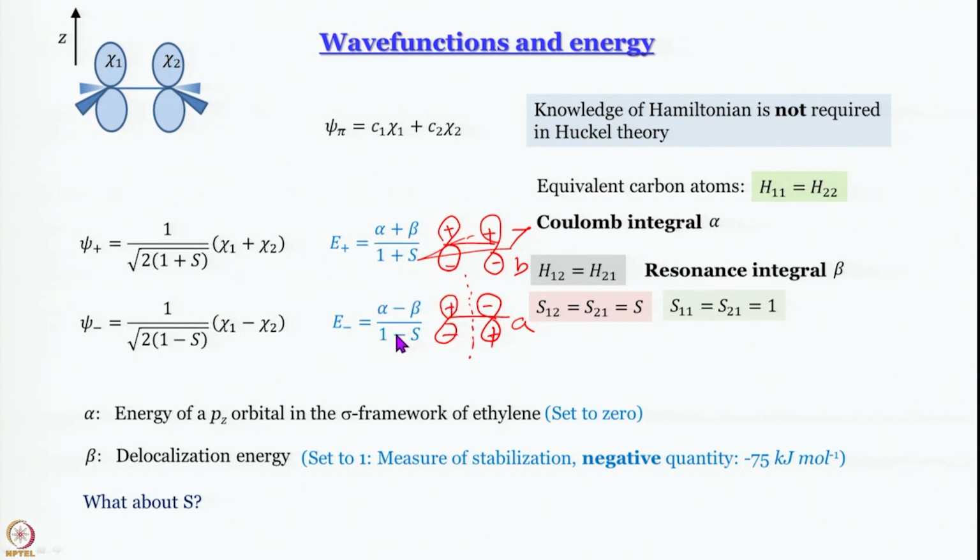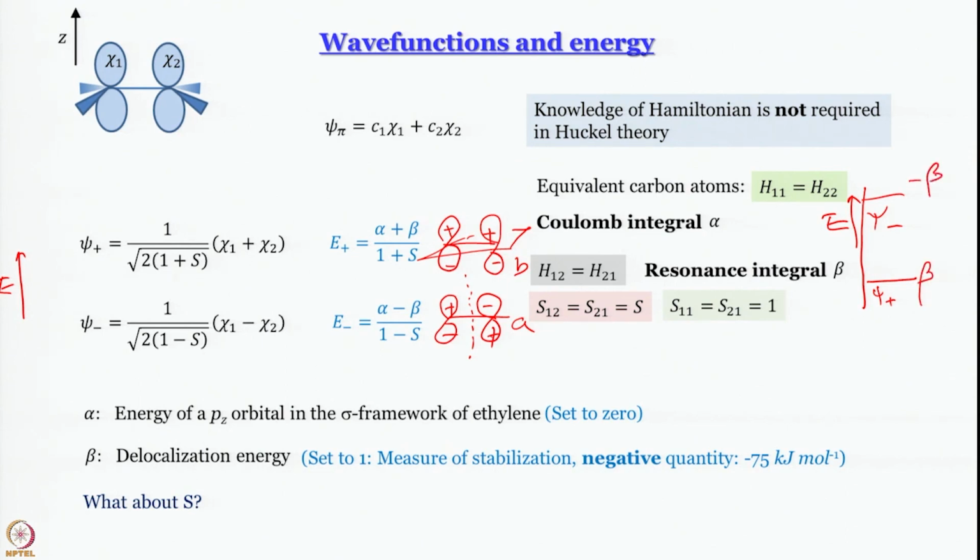So, you draw the energy level diagram like this. I will draw it somewhere here. Let us say this is your energy. Energy goes up. This is the energy level corresponding to psi plus, and this is the energy level corresponding to psi minus. This energy turns out to be beta, and this energy turns out to be minus beta.